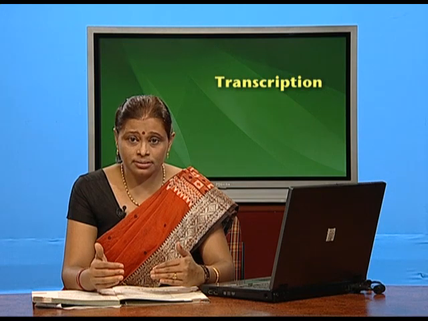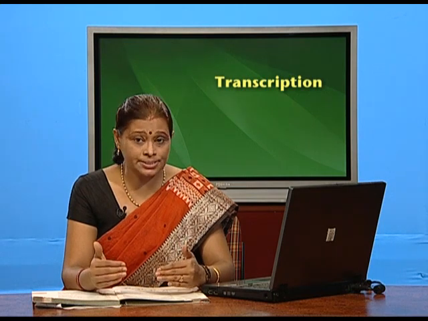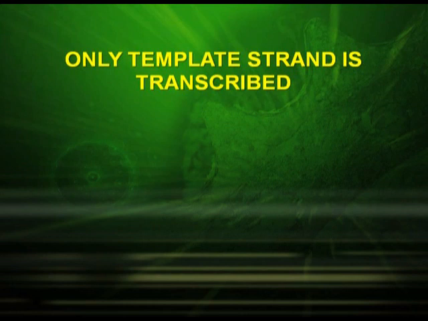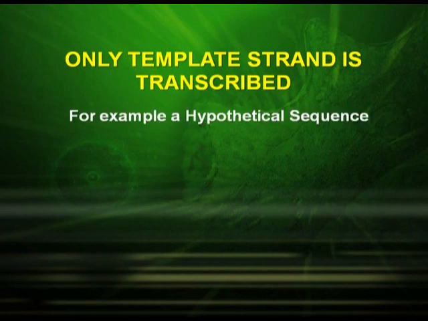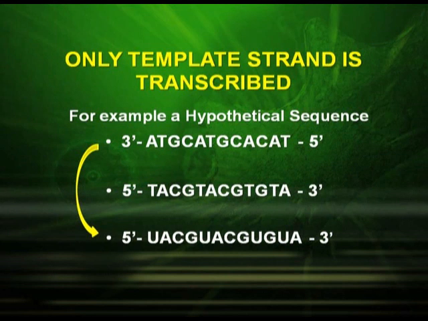Now to understand why the coding strand is not transcribed and only the template strand is transcribed, let us take a hypothetical sequence. As the figure shows, there are the two strands, 3 prime to 5 prime and 5 prime to 3 prime. Now if the strand which is 3 prime to 5 prime, ATG, CAT, is transcribed, the sequence of the bases becomes UAC, GUA, CGU and GUA.